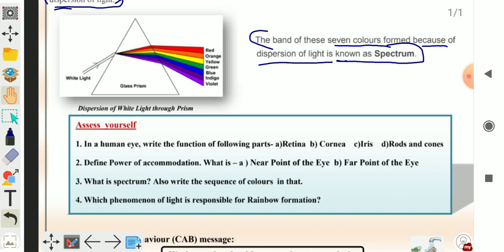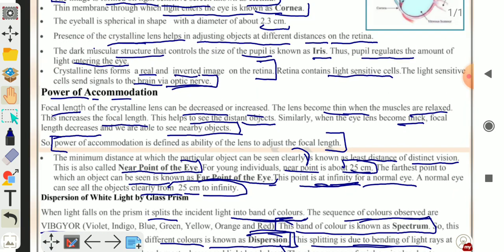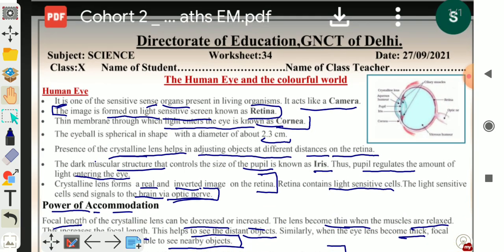Now we will discuss question answer. First question, in the human eye, write the function of the following parts. First one is retina, second cornea, third iris, and fourth rods and cones. So first of all we will discuss one by one the function of these parts of the eye: retina, cornea, iris. So first we will discuss the function of retina.